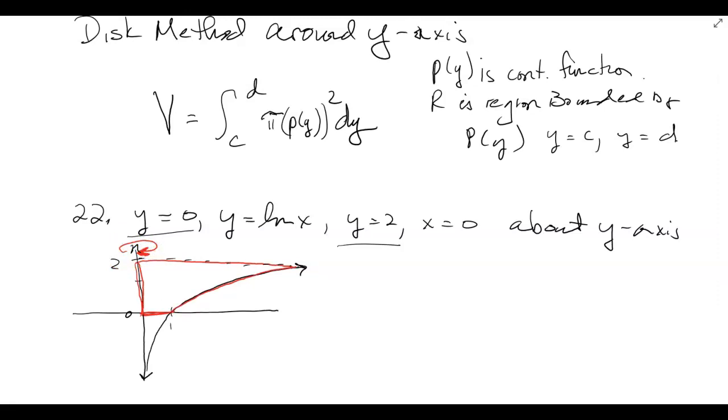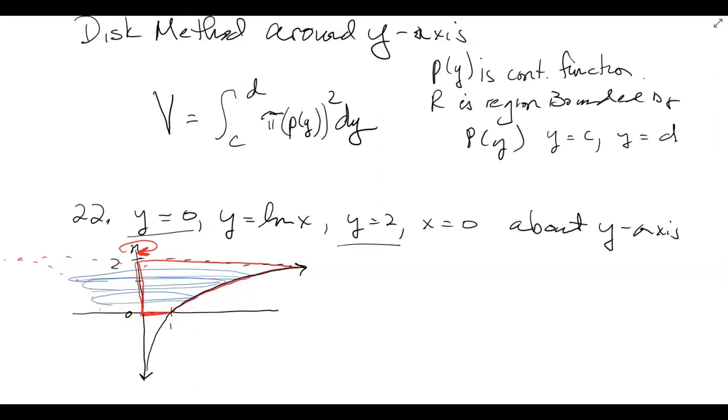So keep in mind, when you do that revolution around the y-axis, it's going to come out here. It's going to go like this, right? And your circles are actually this way. These are your disks, your infinitely many disks, each with a radius. So that's what we're going to utilize.